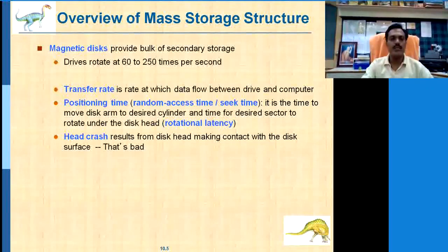The first one is transfer rate. It is the rate at which data flows between drive and computer. Next is positioning time, also known as random access time or seek time. It is the time to move the disk arm to the desired cylinder and the time for the desired sector to rotate under the disk head, also known as rotational latency. Another terminology is head crash. Head crash results from the disk head making contact with the disk surface.